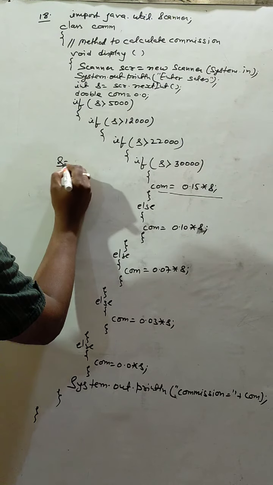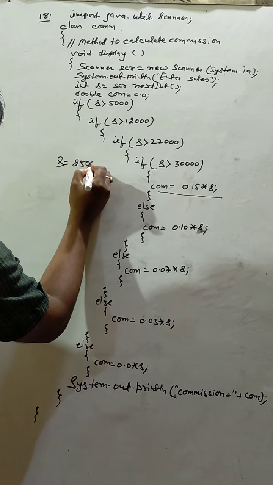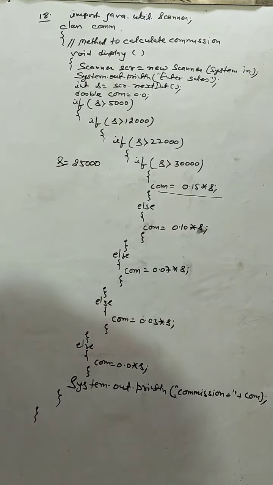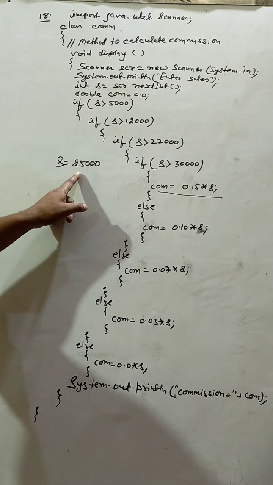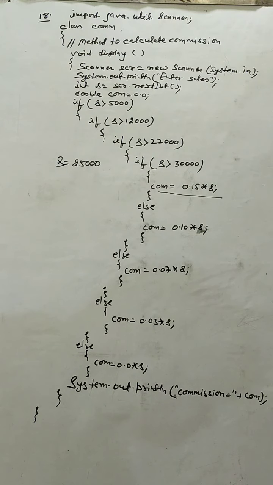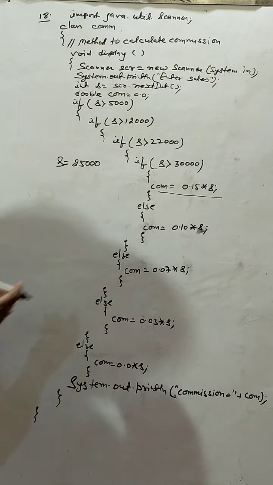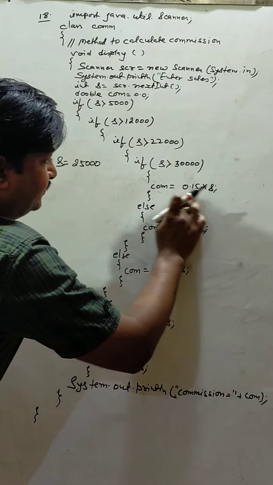Suppose his monthly sales is 25,000. According to the question table, his monthly sales is in the range of 22,000 to 30,000 because his sales is 25,000. Therefore, he will get a monthly commission of 10% only. So let's check whether this program will give him 10% or not.